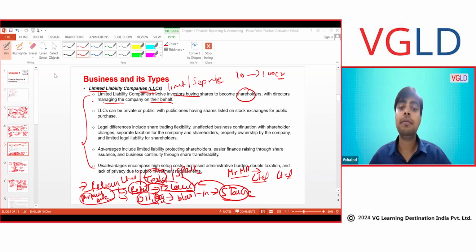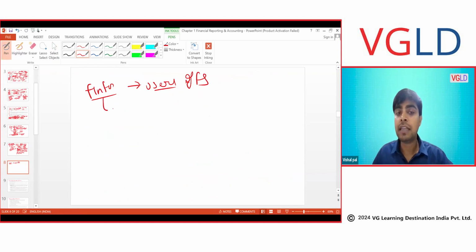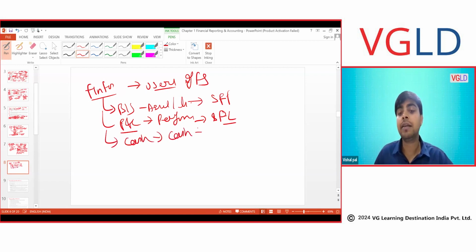But here is what the limited liability company needs to check, and this is where your financial accounting comes in. Because you have limited liability and a separate legal entity, you now need to prepare financial information for users of financial statements. What financial information? The balance sheet showing your position, how much assets and liabilities you have; your profit and loss, showing your performance; and the cash flow statement, showing how much cash the business generates and from where, such as operating and investing activity.